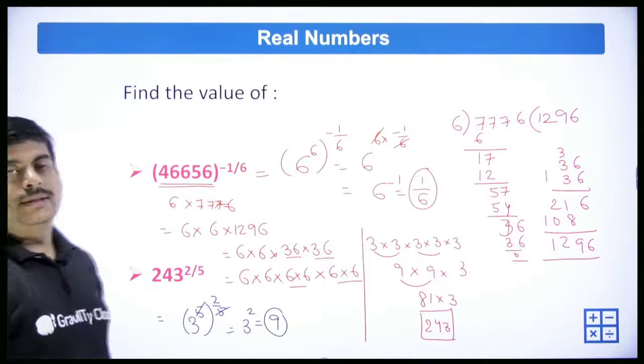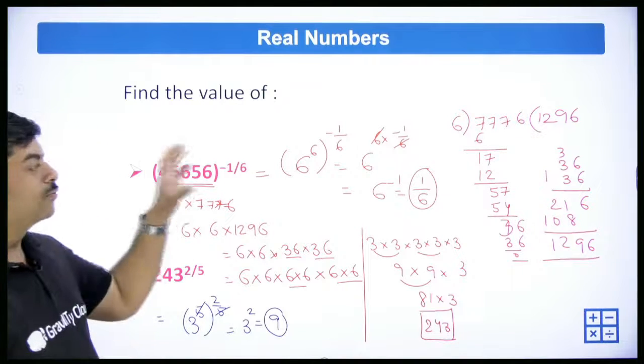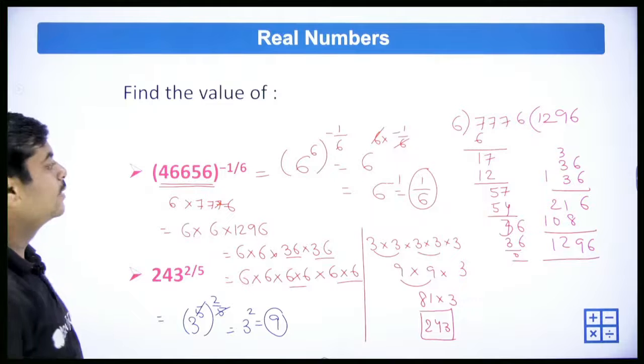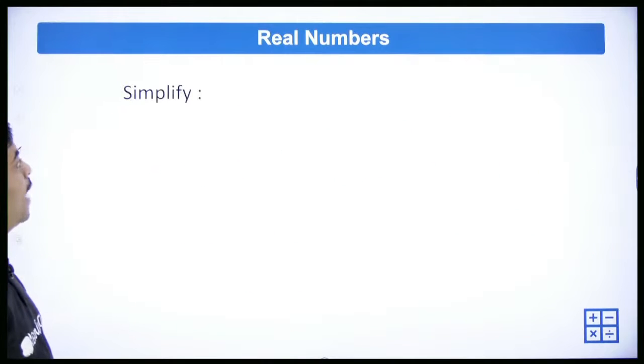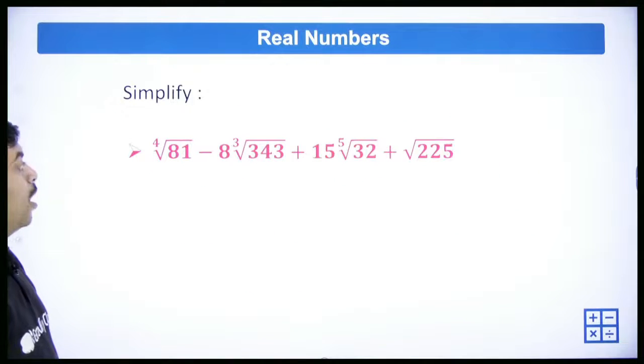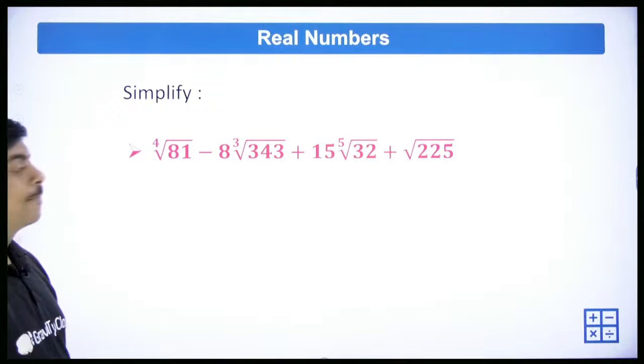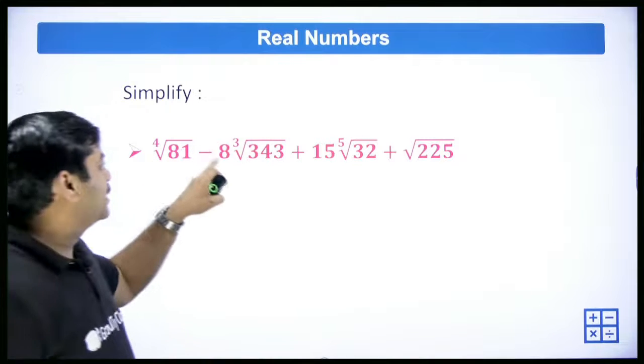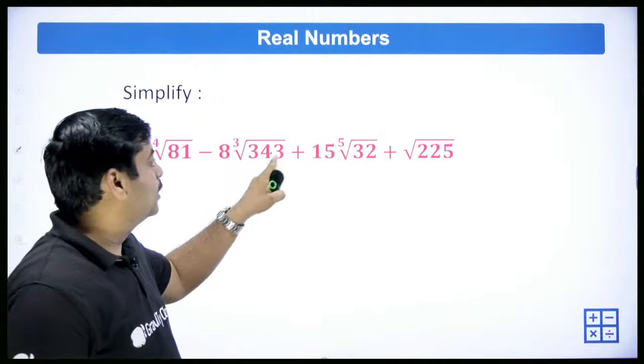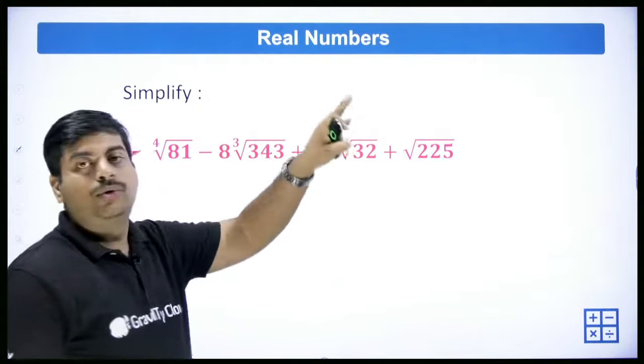Right? So this is how you can try to solve all these questions. Very easy basic things. Right? So moving forward, we'll be having simplify. Okay, so we have many questions here. 4th root of 81 minus 8 into 3 cube root 343, 5th root 32, and root 225.